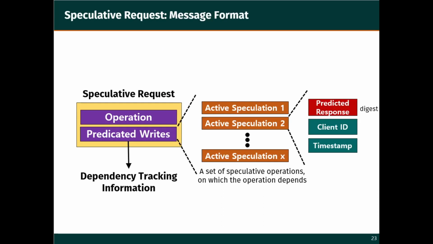The format of a speculative request contains an operation field that specifies whether the request is a read or write, and the predicate write fields for dependency tracking information that will be utilized for checking speculation correctness by replicas. The predicate write consists of a set of active speculations on which the operation in the speculative request depends. And each active speculation contains a predicted response, which is a digest value, and a client ID and timestamp.